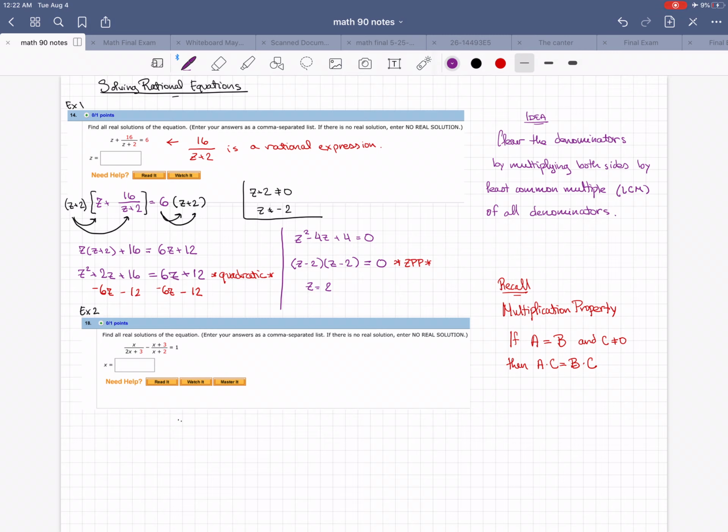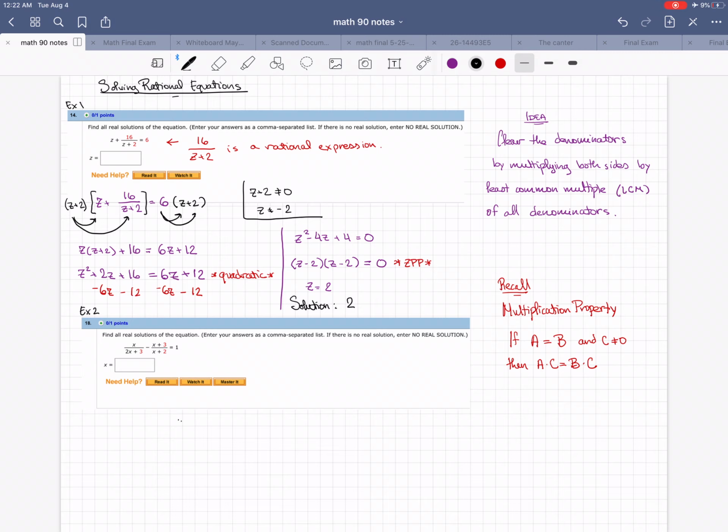Now notice, 2 is not in my restricted list. Negative 2 is, so we came close, but 2 is not. So in fact, this equation has a solution, and that solution is 2. All right, now on to our next example.